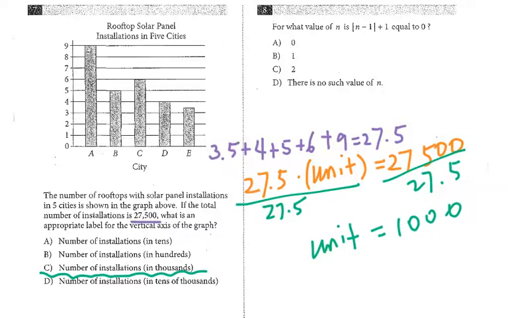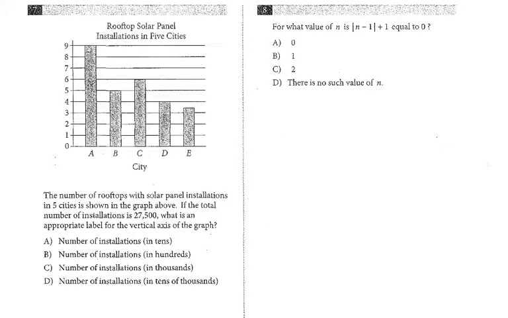C is the answer. For number 8, for what value of n is the absolute value of n minus 1, plus 1, equal to 0? For this question, you just need to plug in, and you couldn't get a 0. That's why D will be the answer.